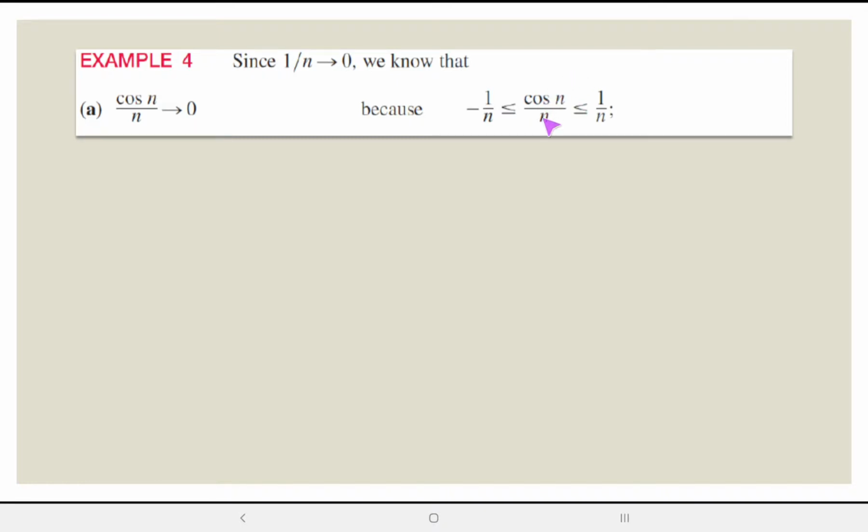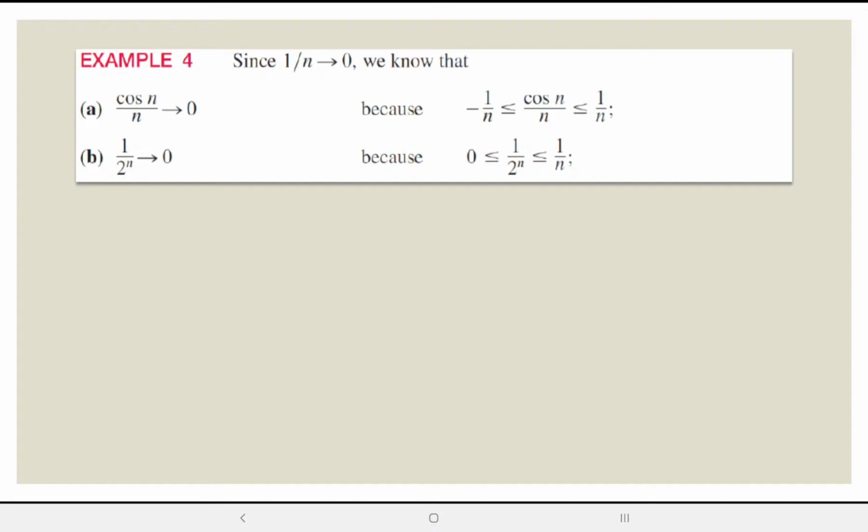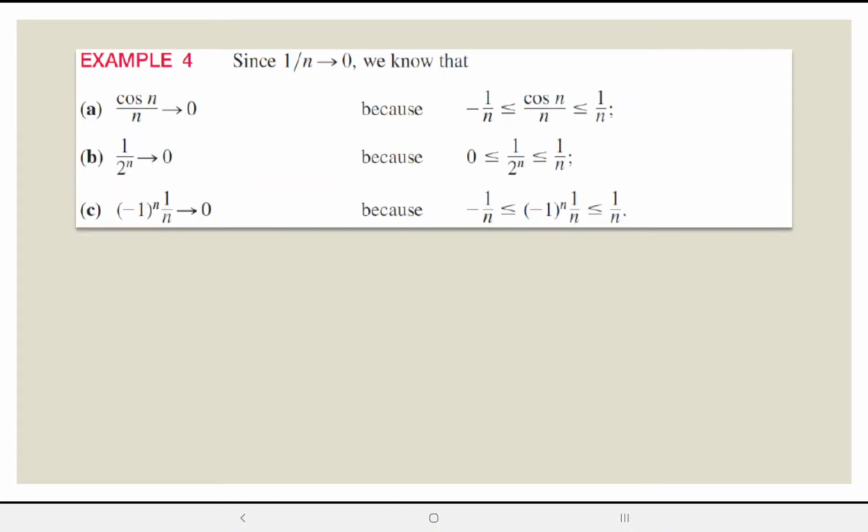So, we know that negative 1 over n is less than cosine n over n, which is less than 1 over n. How do we know this? Kasi alam natin na si cosine n naglalaro lang naman from 1 to negative 1. Okay, since this limit is 0 and this limit is 0, we know that cosine n over n approaches 0. And then same goes with this one. We know that 1 over 2n will always be positive and thus greater than 0 but less than 1 over n. Since the limit of 1 over n is 0 and the limit of 0 is 0 as n approaches infinity, we have the limit of 1 over 2n is 0 as well.